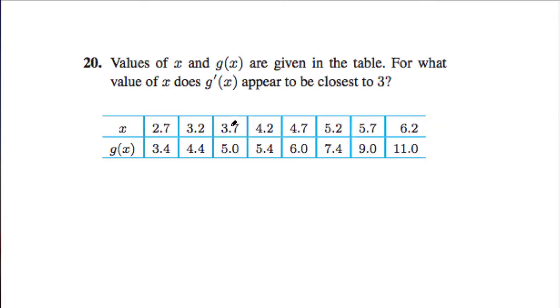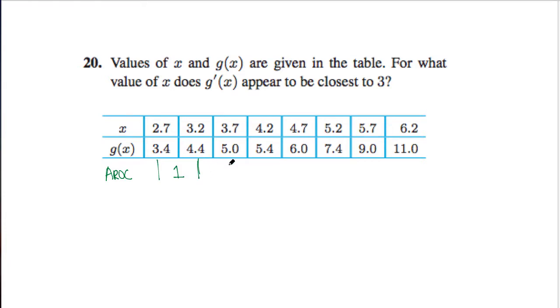For question 20, we're given a table of x and g of x values. And we are asked, for what value of x does the derivative of g appear to be closest to 3? So we want to see when the instantaneous rate of change is closest to 3. So for instance, if I look from these first 2 points, I see that the change, or the average rate of change, so let's make a little addition to our table, between these 2 points is plus 1.